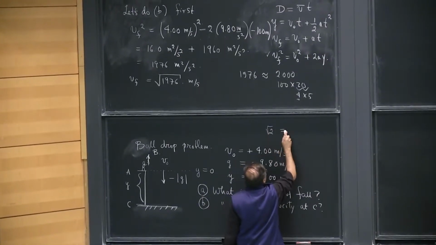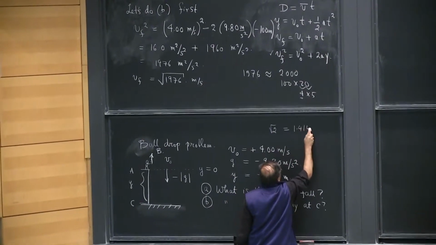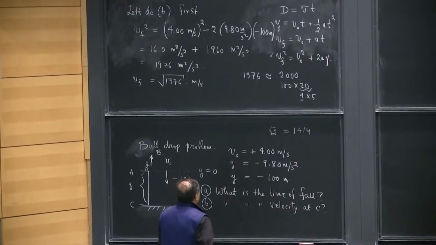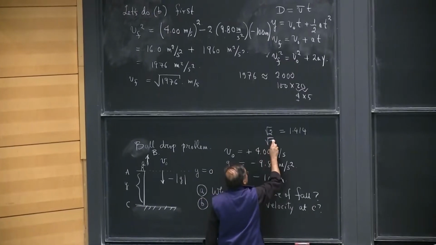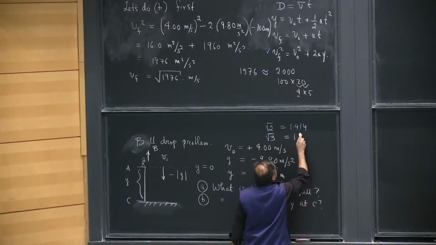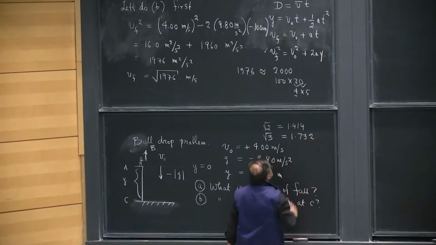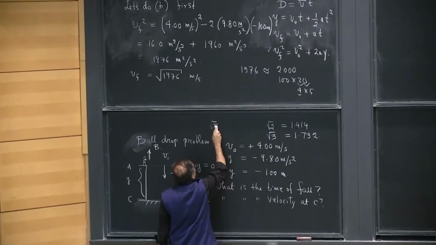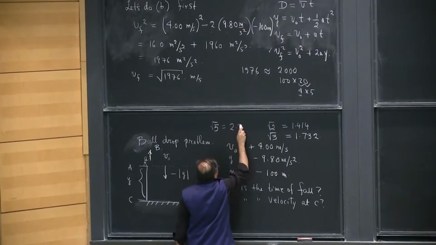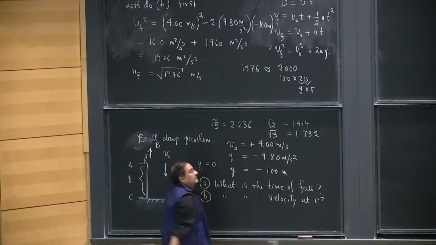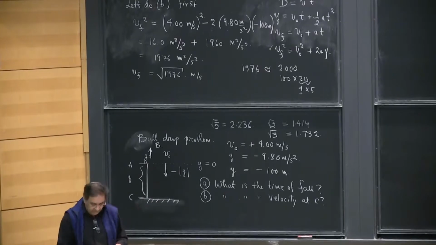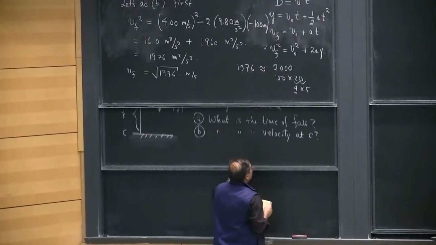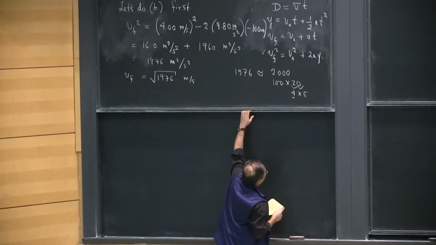Square root of 2 is 1.414. You're expected to know this. Square root of 3 is 1.732. Square root of 5 is 2.236. These three you're expected to know. Square root of 7 I'll give you. But these are elementary enough that this should be among the stuff that you should know by heart.